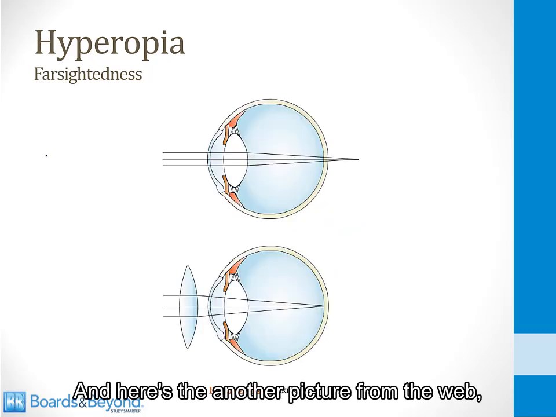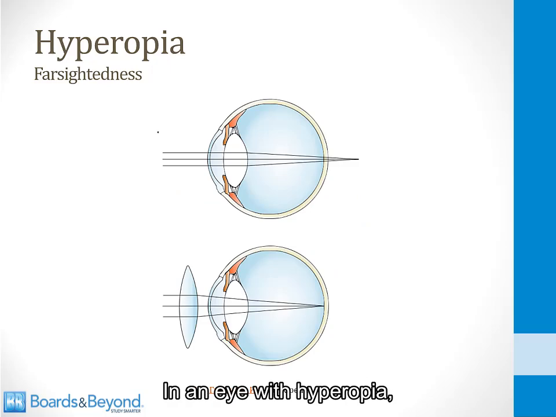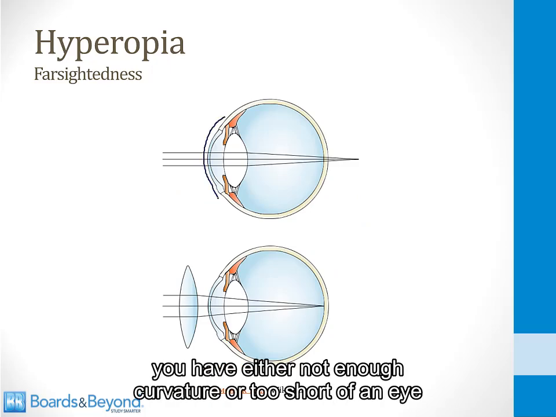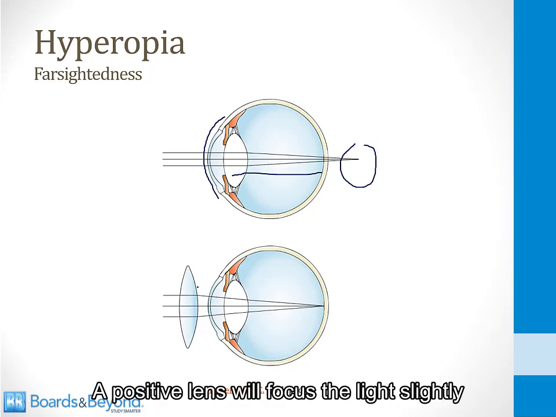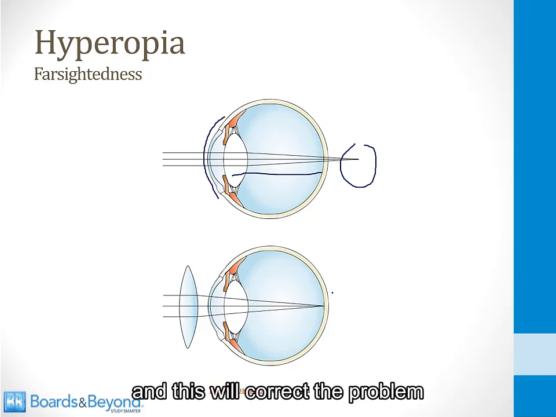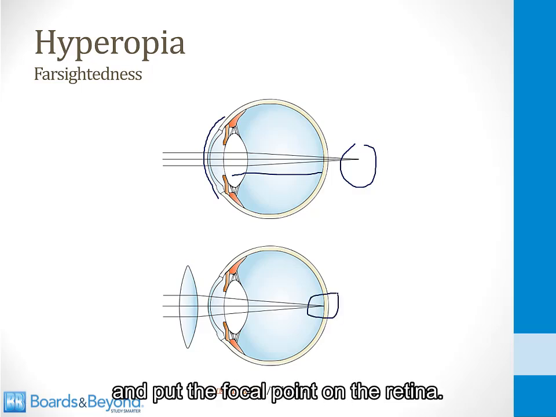And here's another picture from the web just to make this very clear. In an eye with hyperopia, you have either not enough curvature or too short of an eye, and thus the focal point ends up behind the retina. A positive lens will focus the light slightly before it reaches the cornea, and this will correct the problem and put the focal point on the retina.